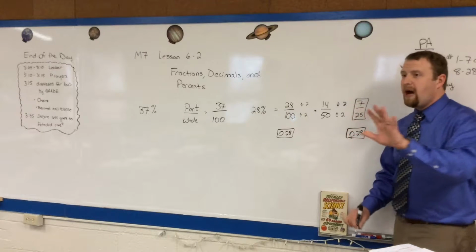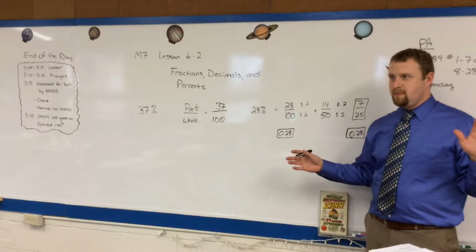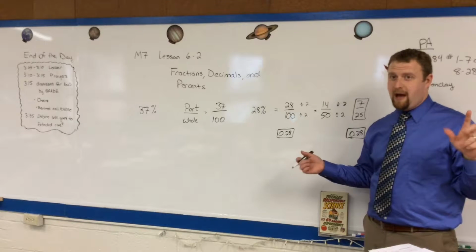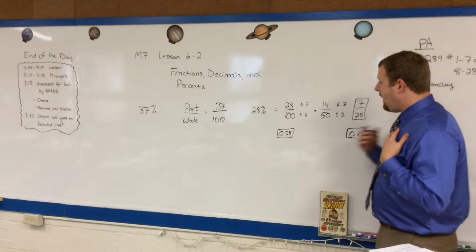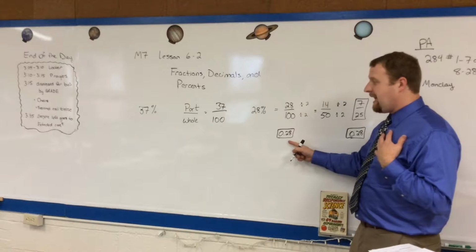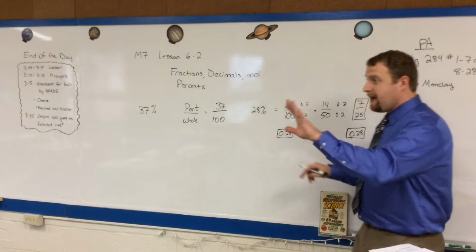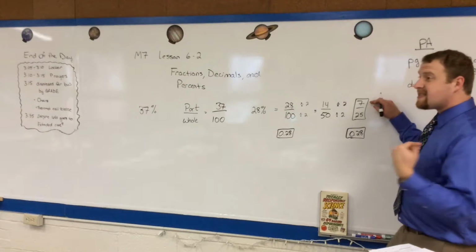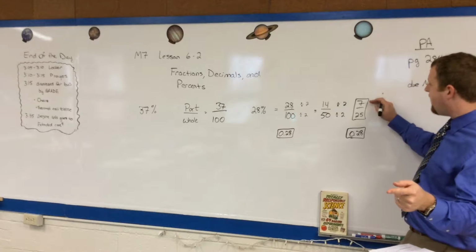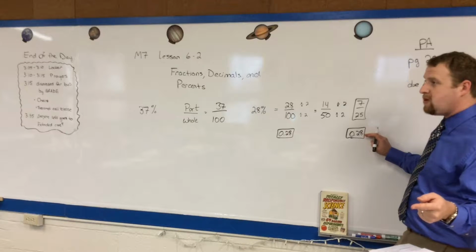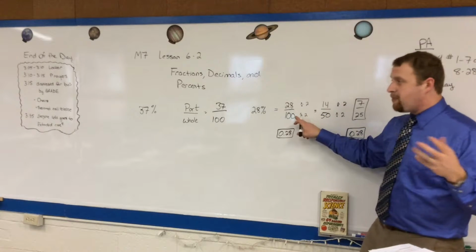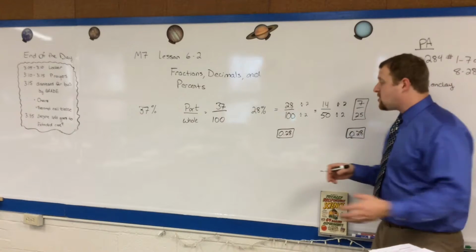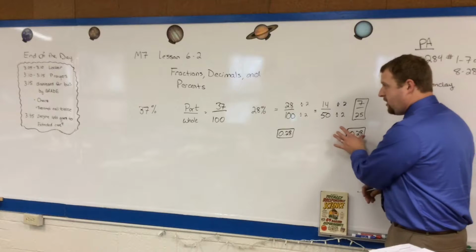0.28. Now I want you to see something here. I can take 28 and divide it by 100, and I get this value. I take 7 and I divide it by 25, and I also get 0.28. So 28 is 28% of 100. 7 is 28% of 25. So they have the exact same value.